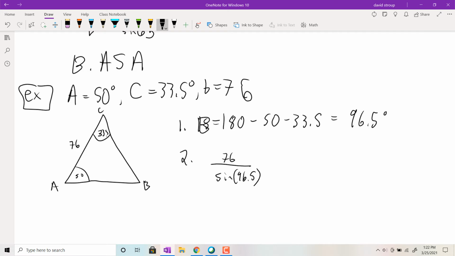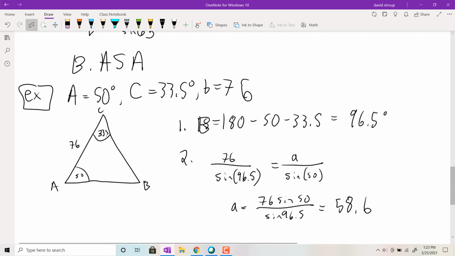You have to start with the ones that you know. So for the law of sines, you need both the side and the angle opposite that side. And then on the other side, you're going to put either A or C. Let's do the A first, just going in alphabetical order. This will be all over sine of 50. Again, multiply both sides by sine 50, you get 76 sine 50 all over sine of 96.5. Then little a will end up equaling 58.6 as your distance to 1 decimal place.